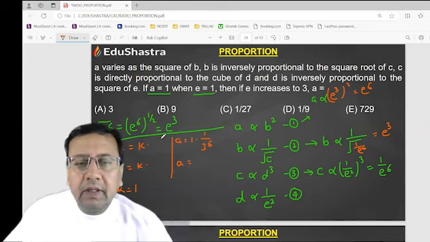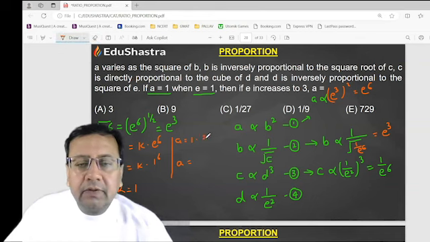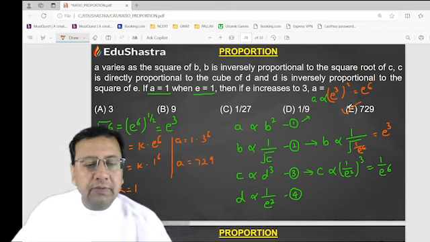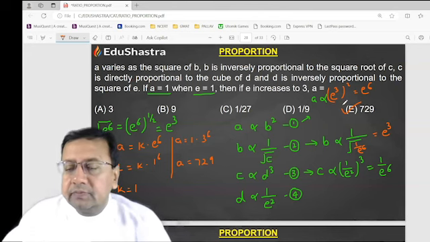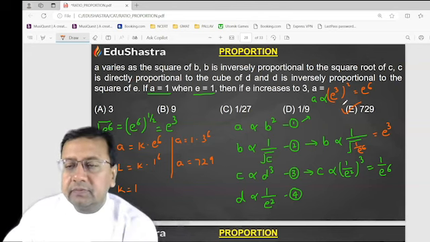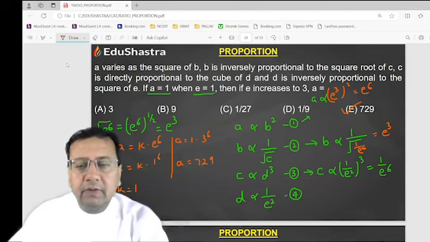This is k e raised power 6, and this is 1 raised power 6. So k is coming out to be 1, and this is also what? That is 3 raised power 6. So a is coming out to be 7. And this is the last option, right? So 729 will be the answer for this one.